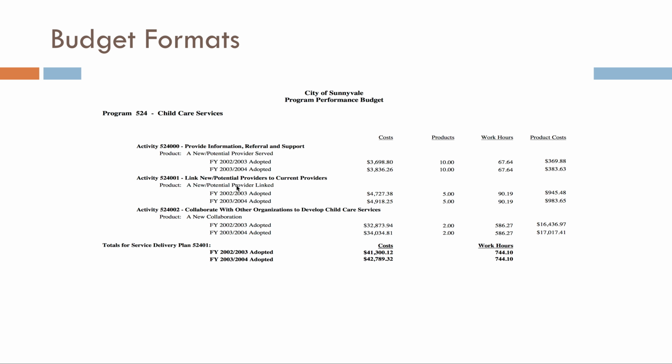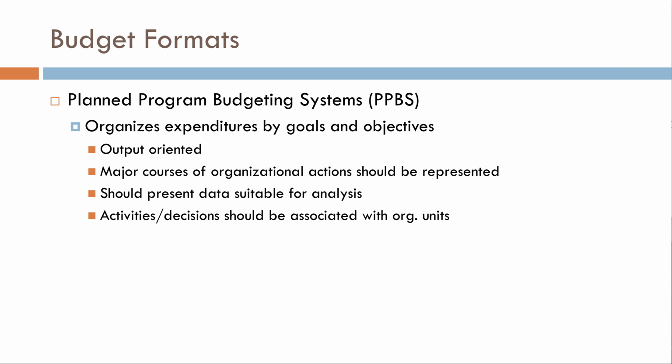All right. Here they have link new slash potential providers to current providers. Okay, how many hours do they expect to work in a given fiscal year to achieve this? So roughly 90.19 hours. Okay, and they're estimating the cost to be $945. Again, these are just examples. This isn't the standard as to how this is to be done, but this is just an example of how some institutions set up their performance budgets.